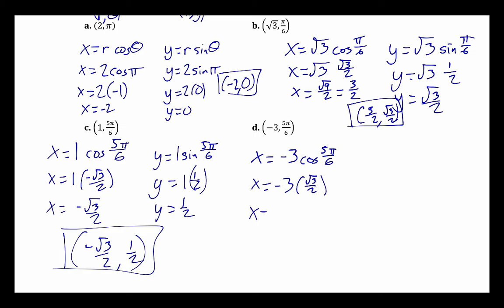Well, there's not a whole lot we can do to clean that up. If it helps you, and I kind of glossed over this earlier, if it helps you to think of it as negative 3 over 1 times the square root of 3 over 2, we're going to make it negative 3 times the square root of 3 over 2. That's as clean as we're going to be able to get that.